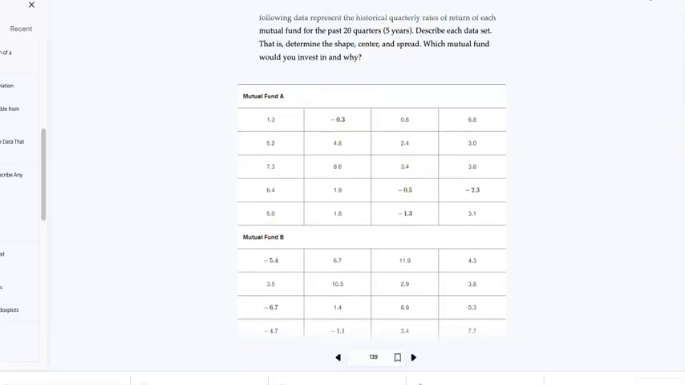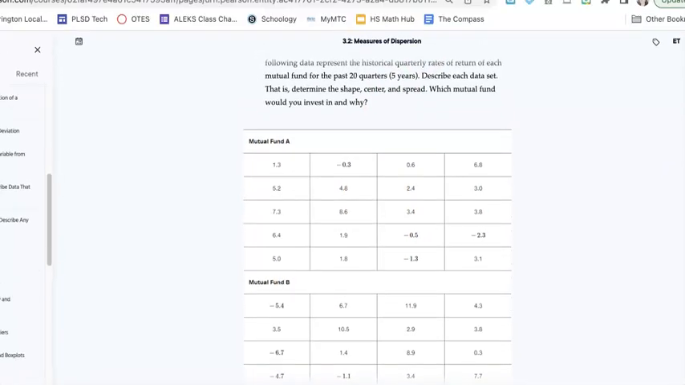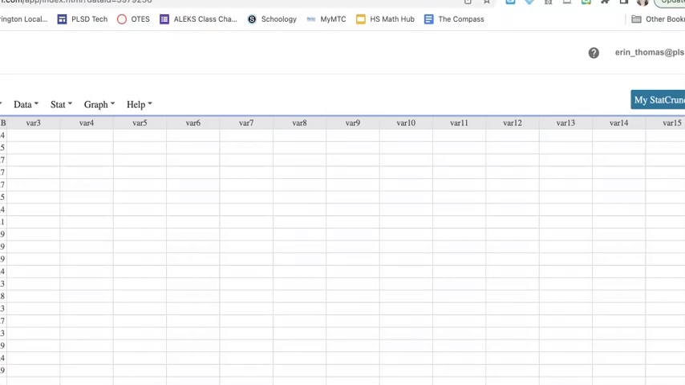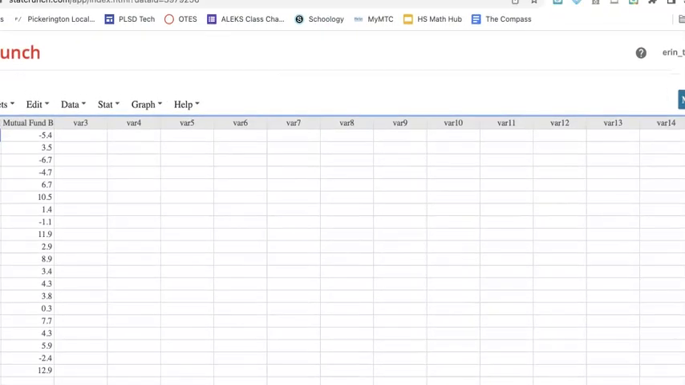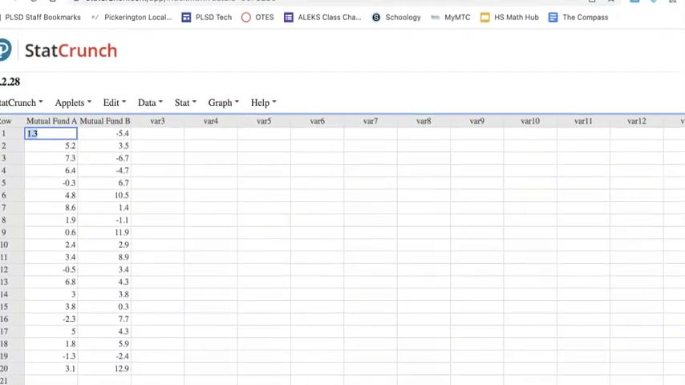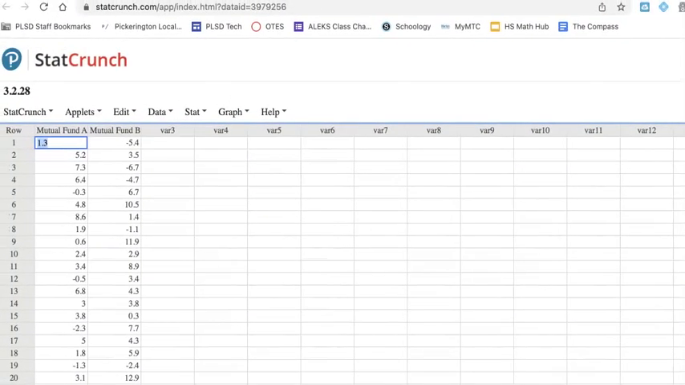So if we're deciding what to invest in, we should find the shape, center, and spread for each data set. So if I then go to my StatCrunch, where again, I've provided within Canvas the direct links to all the data. Here is the data for mutual fund A and mutual fund B. I'm only going to do mutual fund A for you. You need to do the same for mutual fund B, and then you can compare them to answer the last part of the question.